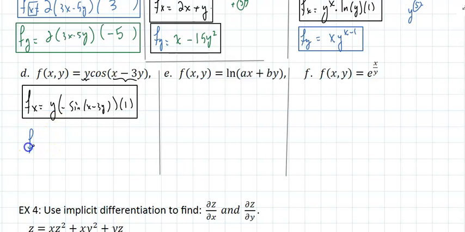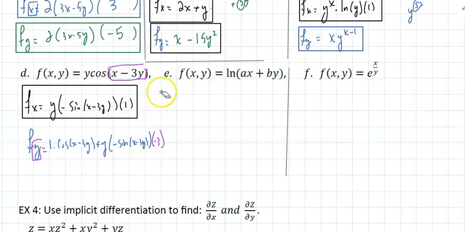What is f sub y? That's the product rule. Derivative of the first times the second, plus the first times the derivative of the second. The derivative of a cosine is negative the sine times the derivative of the argument, and the derivative of the argument with respect to y would be a negative 3. And that would be my answer.